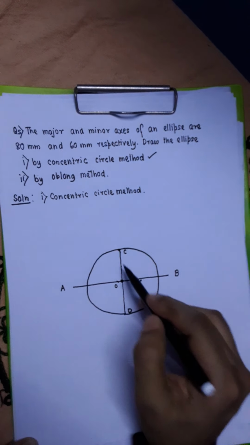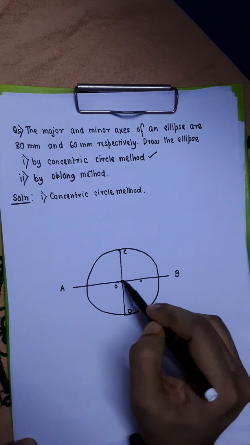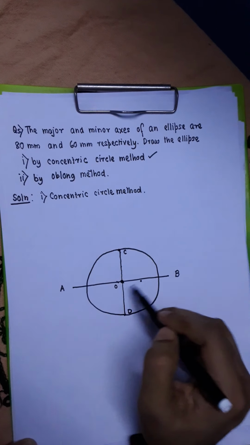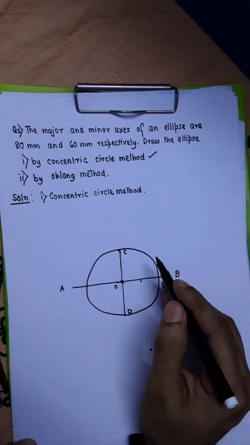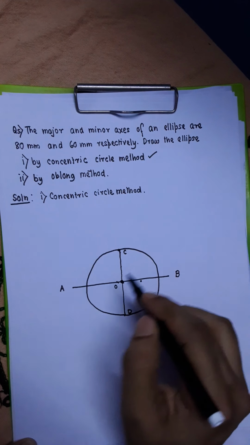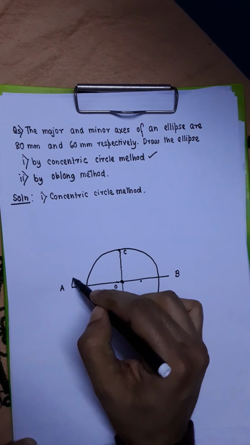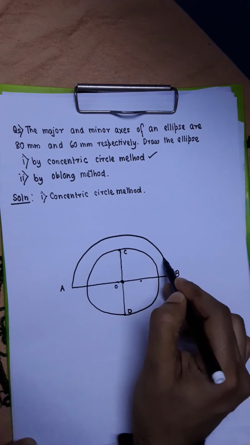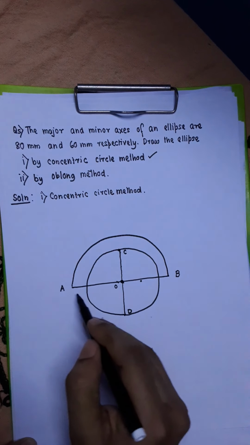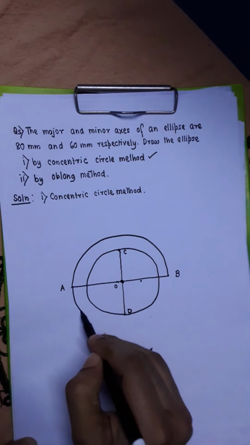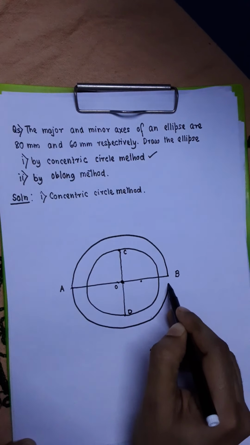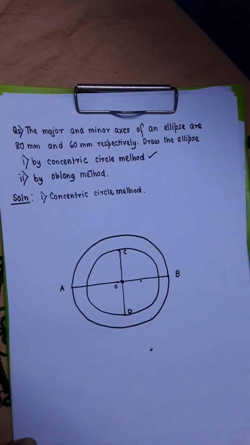So for this circle, the minor axis CD is the diameter. So this is a circle centered at this point O and having a diameter of 60 millimeter. Now you draw another circle with the major axis as the diameter. So if you draw that circle, it will appear like this. So this is the other circle drawn with the major axis as the diameter.